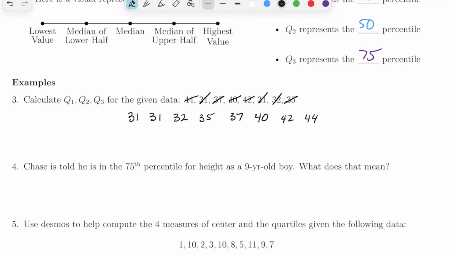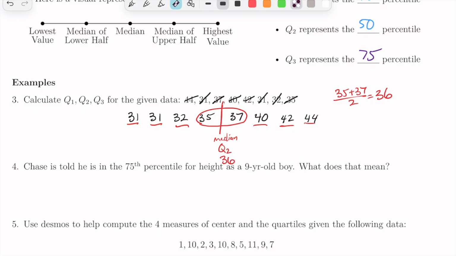Now that they're written in order, we're going to first find the median of the data. Once again, I like to pair them up until we get to the middle. Here's our middle, and we need the absolute middle of those. This would be our median, also known as Q2, and that would be at 36. The reason it's 36 is because we have to do 35 plus 37 divided by 2. That's the middle number.